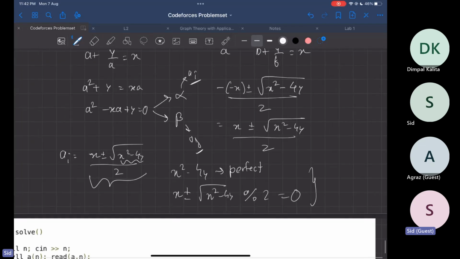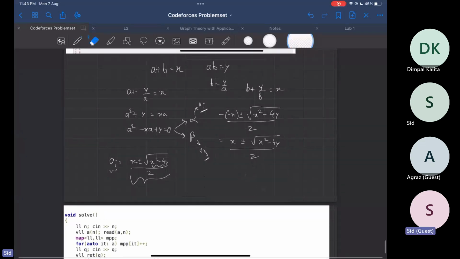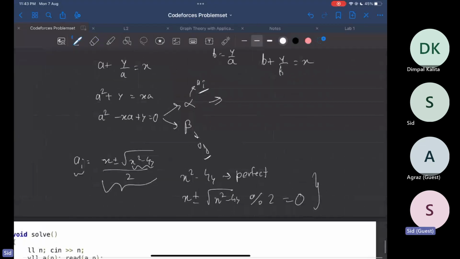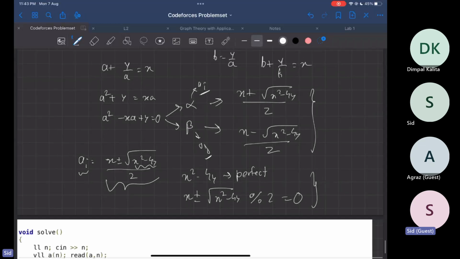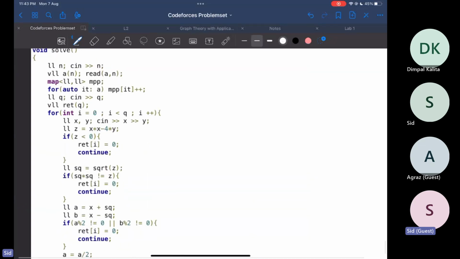After we take care of this, we will get ai. Let's keep the conditions. So alpha can be x plus root over x square minus 4y divided by 2, and beta can be x minus root over x square minus 4y divided by 2. So these are our two values, and we can store the values of the array in a map just to check how many such values are there. So let's move on to the code and see what I've done.